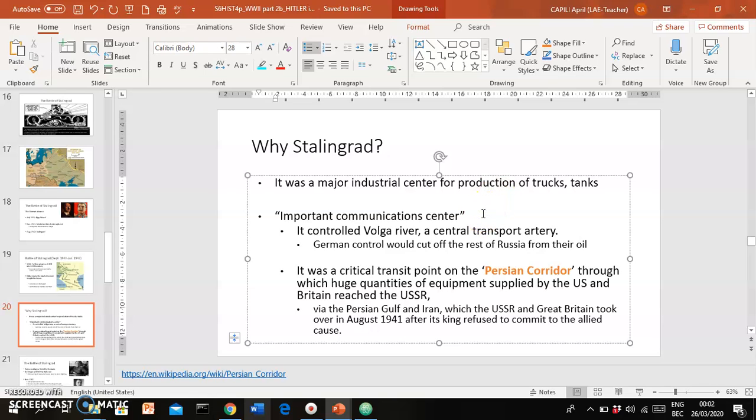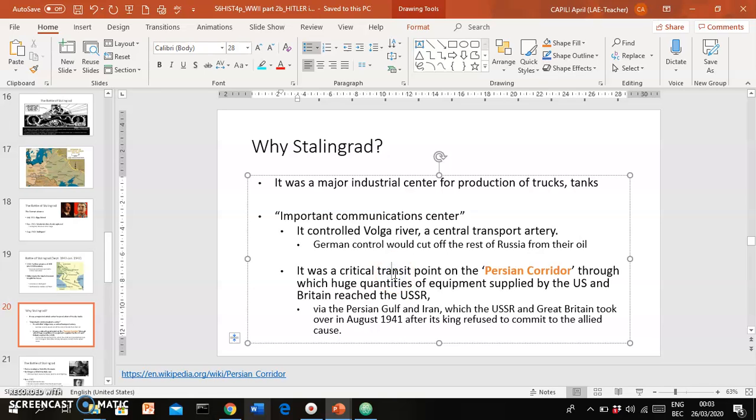Perhaps more importantly, it was an important communication center. It was situated along the Volga River, which is an important transport artery. It is through the Volga River that certain things could be transported. So if the Germans captured this city, the rest of Russia would be cut off from the southern parts, which would also mean Russia would be cut off from their oil.